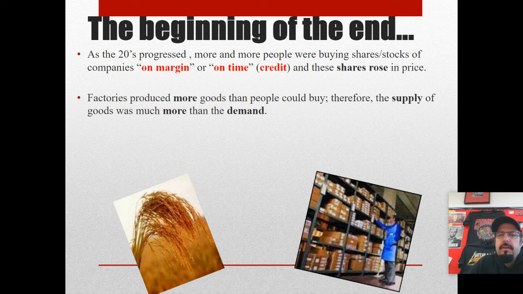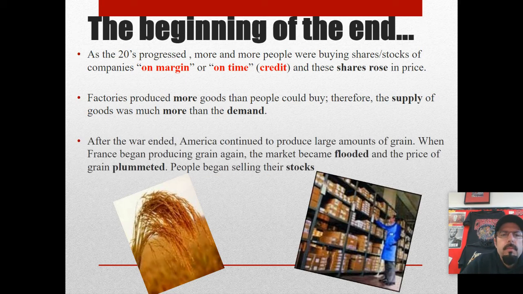Factories produced more goods than people could buy. Therefore, the supply of goods was much more than eventually the demand. Okay, so you continually churn things out and people are buying it, at least initially, but at some point there's a certain saturation of production and consumption, then people are going to no longer buy those items anymore. For example, cars and radios. You're not going to buy a car every couple of years or a radio every couple of years, for example.